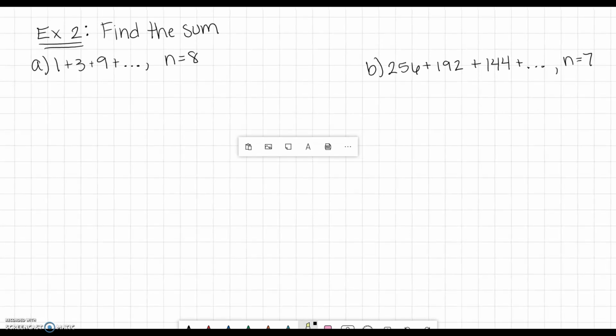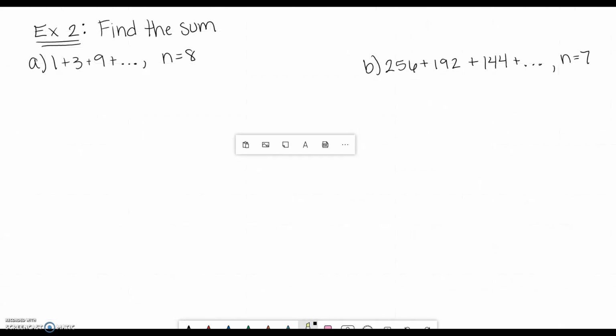So now we are going to find the sum. And so remember earlier we said the sum is found by doing the first term times 1 minus the ratio to the power of n, and then divided by 1 minus r.